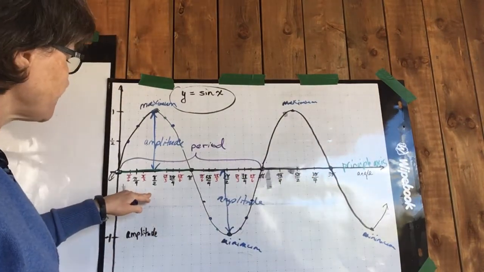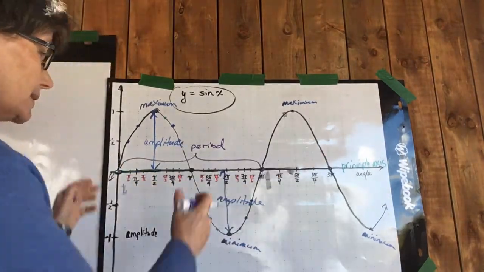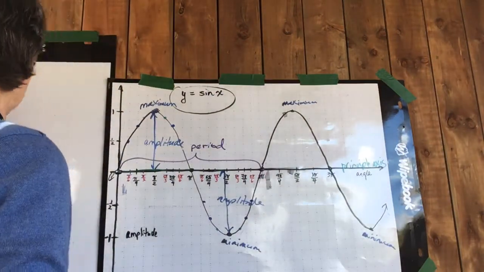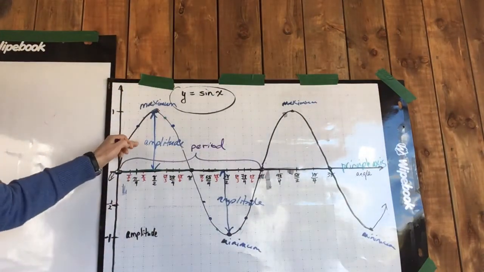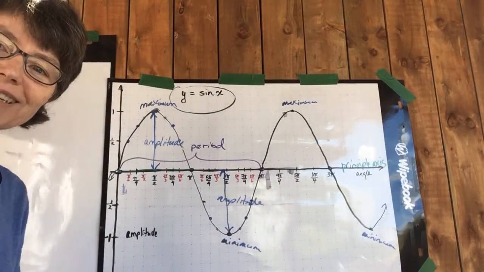This period will be the same length as the pattern repeats. That's it. Amplitude, period, maximum, and minimum. Those are the parts of a sine function.